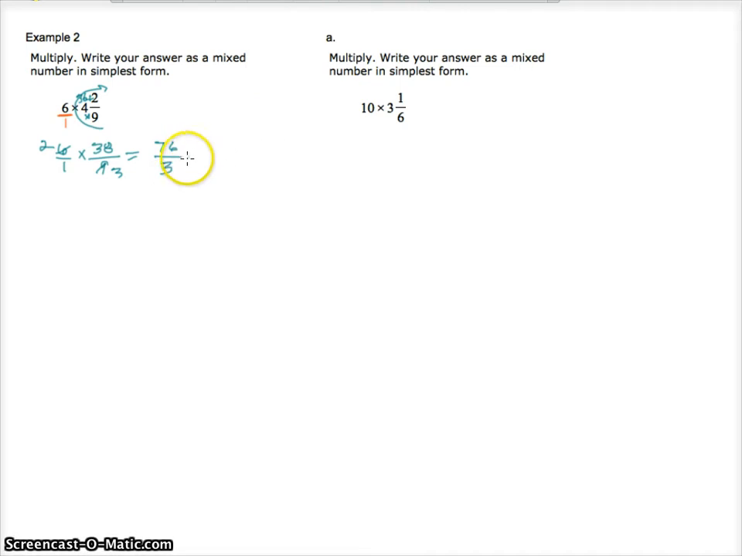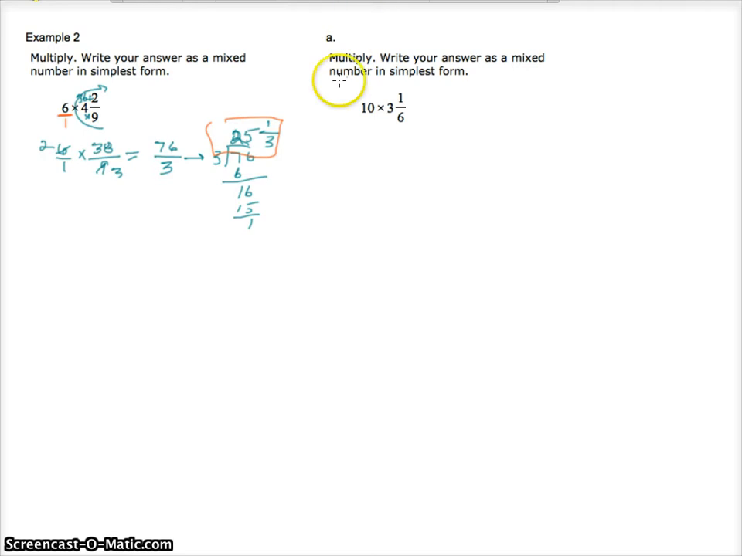My final step is to make this a mixed number, so I'll do 76 divided by 3. 3 goes into 7 twice, giving me 6, and I'll end up with 16 left over. 3 goes into 16 5 times, giving me 15 with 1 left over, and my answer is 25 and 1/3. And that will be my final answer.